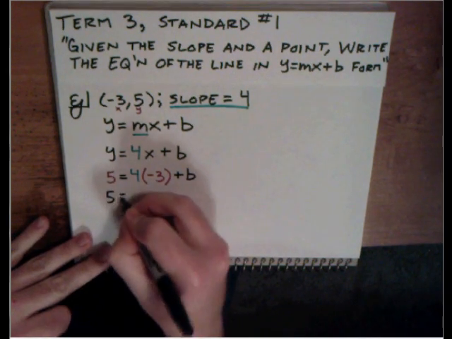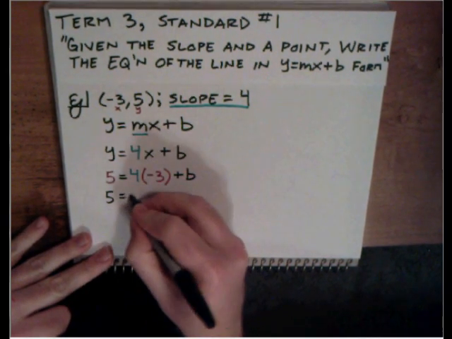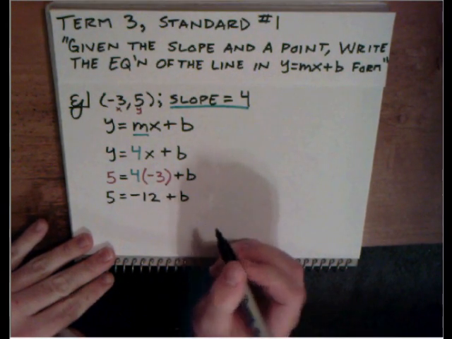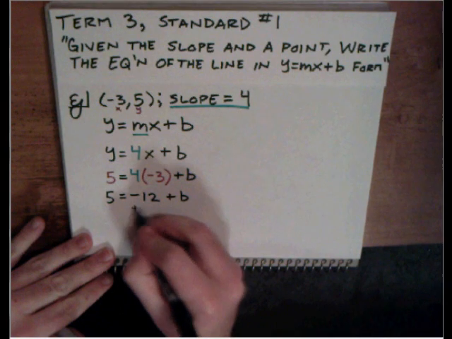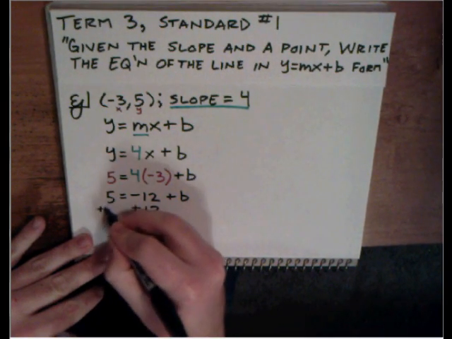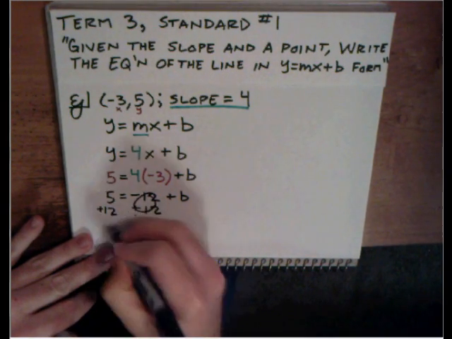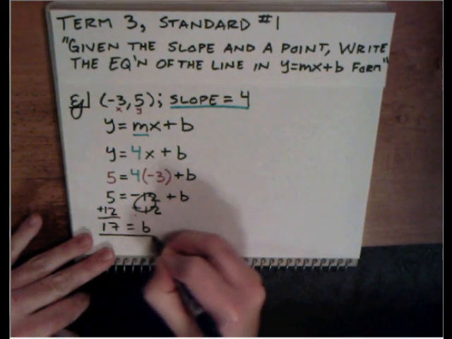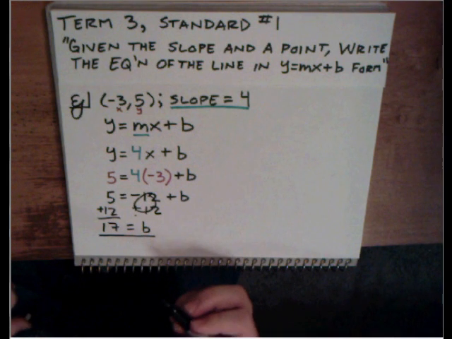So 5 equals, well, 4 times negative 3 is going to be negative 12, all plus b. And then in order to solve for b, I need to get it alone. So I'm going to make a 0 with the 12. So I'm going to add 12 to both sides. So there's my 0. It's going to be 17 equals b. So celebration, we have b equals 17.